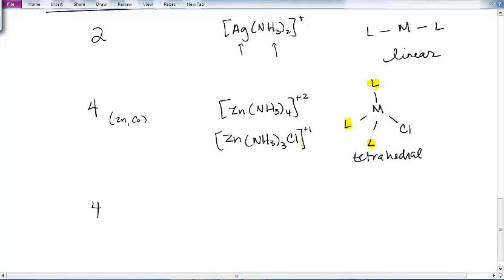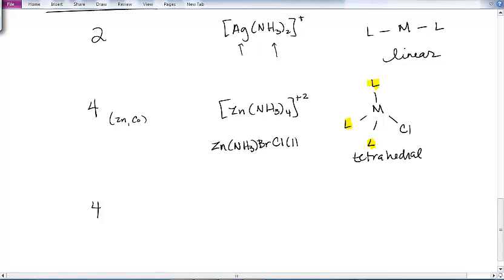No, actually, you know what? I need a different example. My apologies. Let me write out a whole different example. We'll keep it with zinc. I'm going to make this one fun. NH3, BrCl.